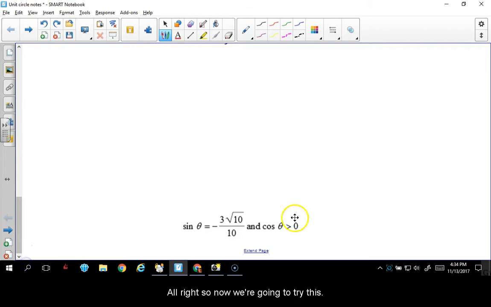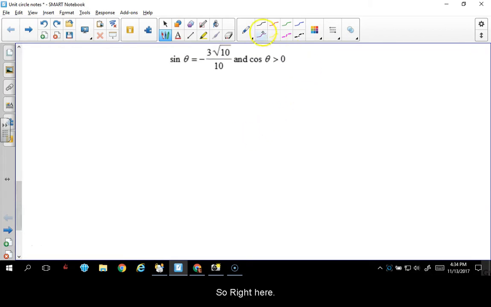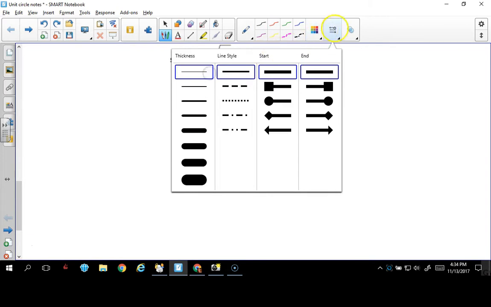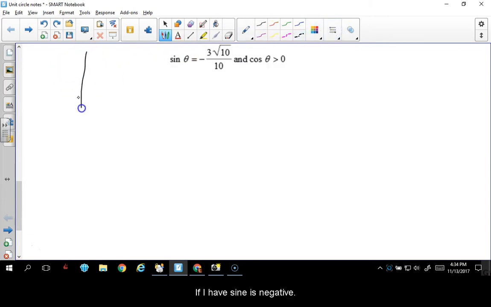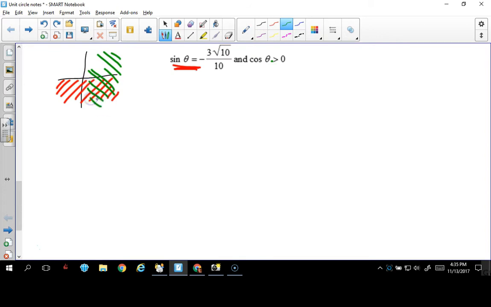All right, so now we're going to try this one right here. So right here, if I have sine is negative, what quadrant is sine negative in? Well, sine's negative in both 3 and 4. And then cosine is positive, so cosine is greater than 0. So that's going to happen in these two. So I'm going to be in the 4th quadrant.